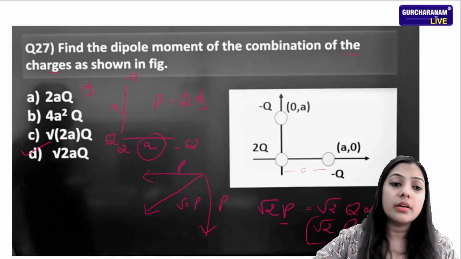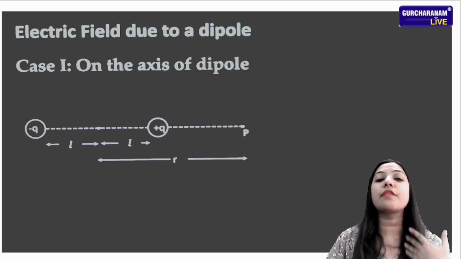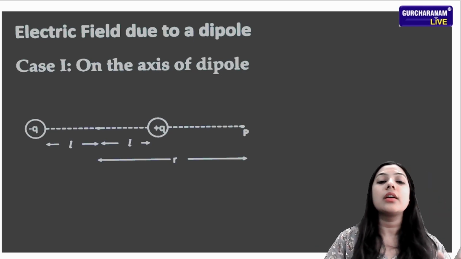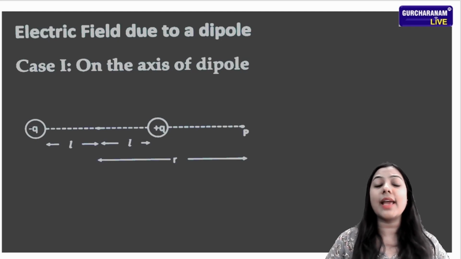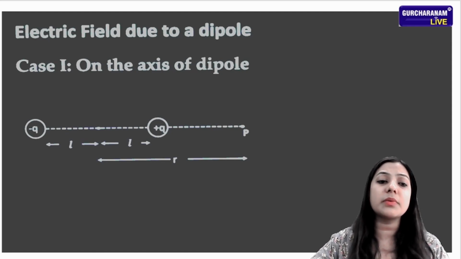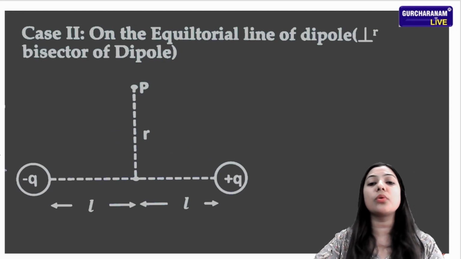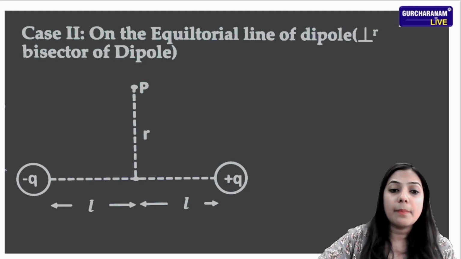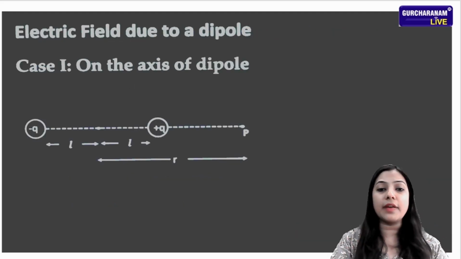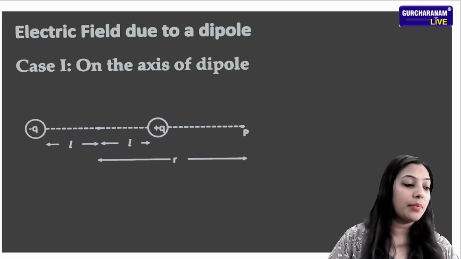Now we are coming to our next topic, which is electric field due to dipole. Okay, now we have learned how to find electric field on the axis of the dipole. There are two cases. First is on the axis of dipole, and second is on the equatorial line of the dipole, that means bisector of the dipole. But first we have to find the electric field on the axis of dipole.